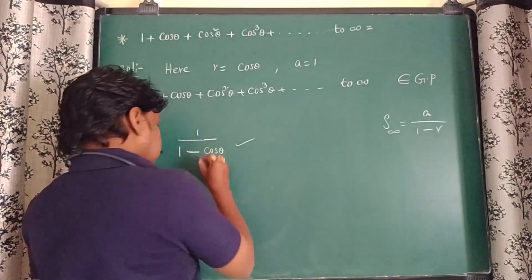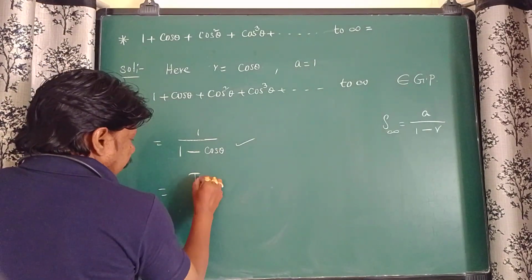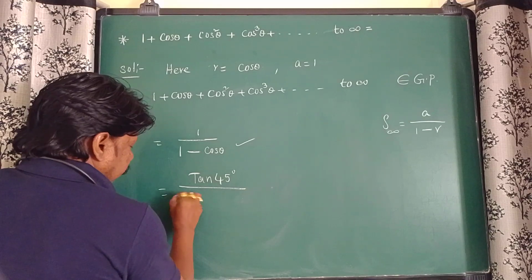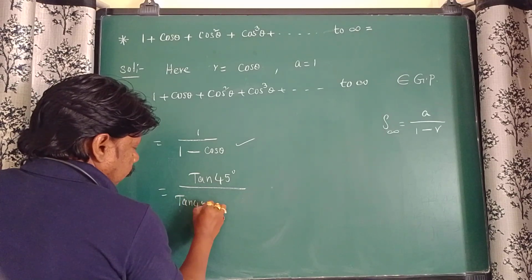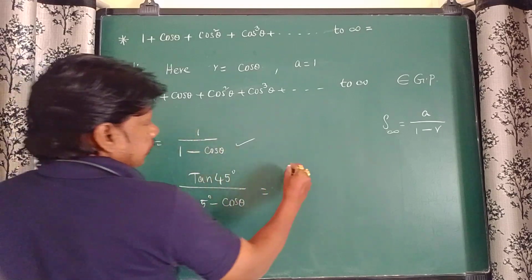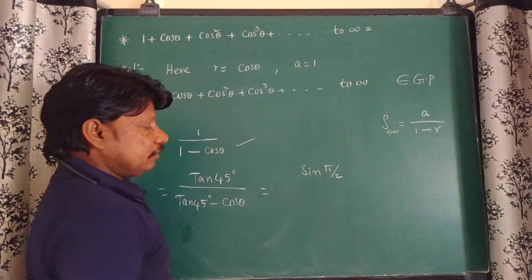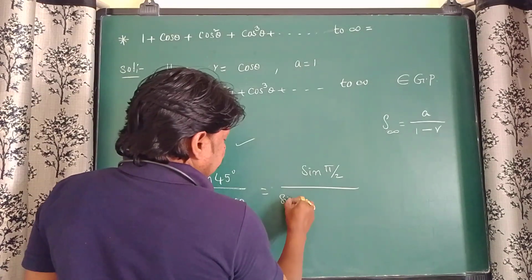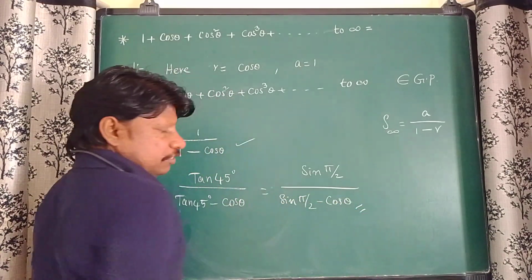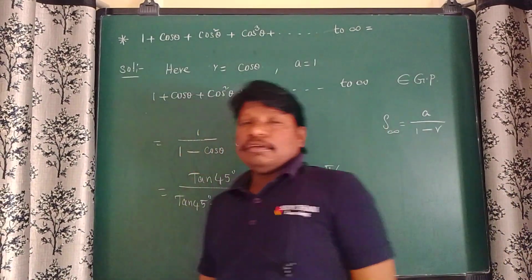See here, it can be expressed in different ways. One is the value of tan 45 degrees, so tan 45 degrees by tan 45 minus cos theta. Or 1 is sin 90 degrees, where pi by 2 is 90 degrees, so sin 90 degrees by sin 90 degrees minus cos theta. In different ways you can express this answer. So according to the options you have to select the suitable one.